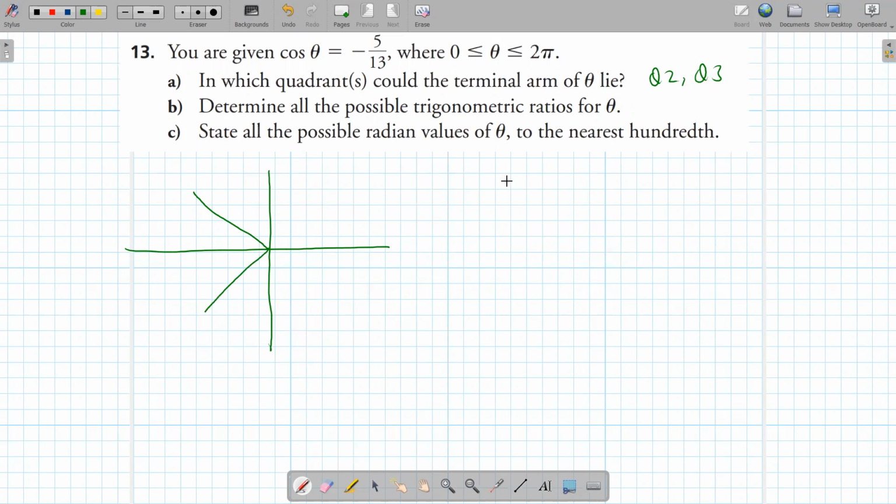Step 1, using SOHCAHTOA, cos is the adjacent over the hypotenuse, right? And this ratio is equal to 5/13. Again, you don't have to care about the negative sign. That just means it's in quadrant 2 or quadrant 3. Okay.